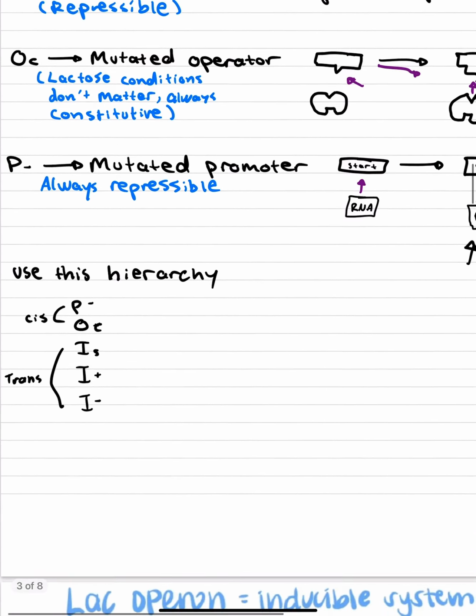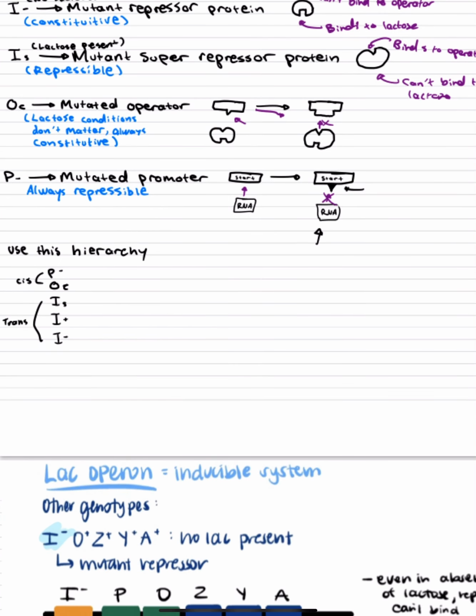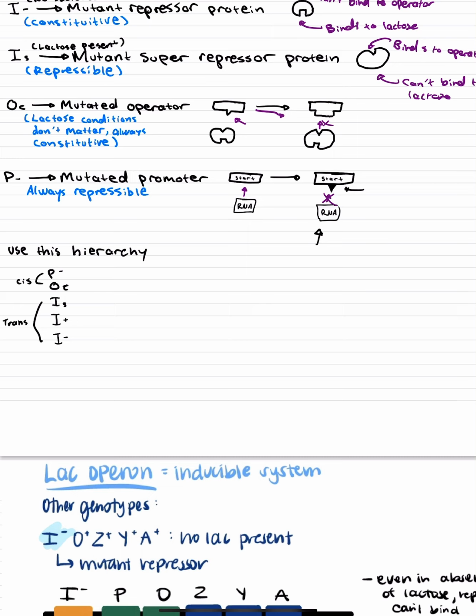And now there's a hierarchy that I like to use. In this hierarchy, you have the promoter on top, in which if you have a mutation in the promoter, you cannot transcribe any genes regardless of any of the other mutations. Secondly, underneath that, you have the operator mutation. If you have a mutation in the operator, that means the shape of the repressor binding area is changed, in which any of the repressor proteins will not be able to bind to it, resulting in constitutive expression. IS is going to be higher than the regular working I, and then I minus is going to be the last on the list.